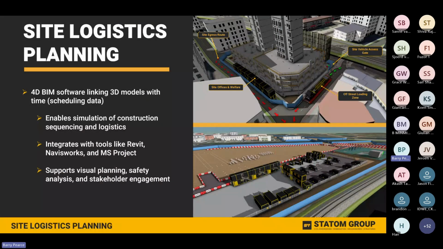Site logistics. Fuzor allows us to plan site logistics visually. We can simulate delivery routes, crane placements, hoists, laydown areas, and pedestrian workflows. This helps us identify potential clashes before they occur and improve safety by testing different strategies in a digital environment. It's a major advantage when working in constrained urban sites or near live environments.